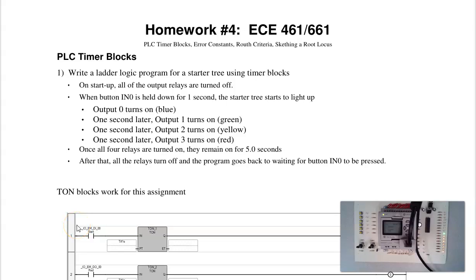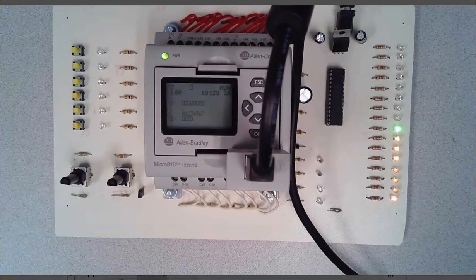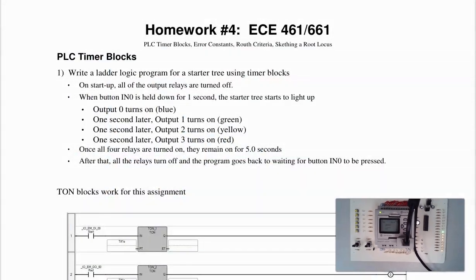Here are solutions to homework set number 4 for ECE 461 control systems. This homework set looks at PLC, timer blocks, and then control systems, error constants, Routh criteria, and sketching a root locus. Now, the first problem is to use timer blocks to do this.